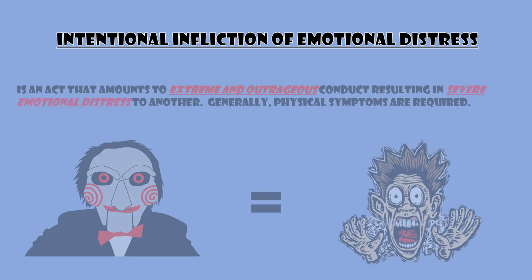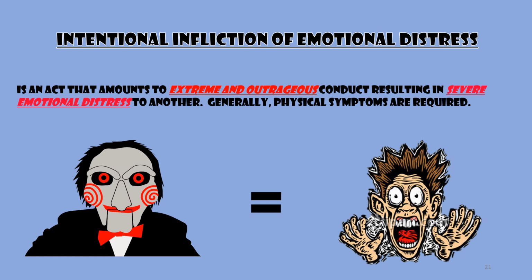Intentional infliction of emotional distress is an act that amounts to extreme and outrageous conduct resulting in severe emotional distress to another. Physical symptoms are required. And when we say physical symptoms are required, this means that a medical expert must state that this person had this mental breakdown, this mental distress, because of the action.